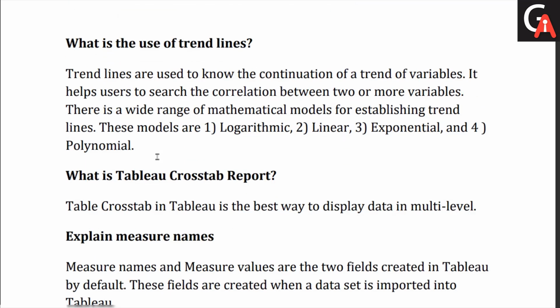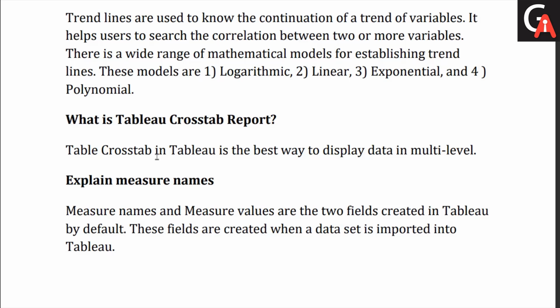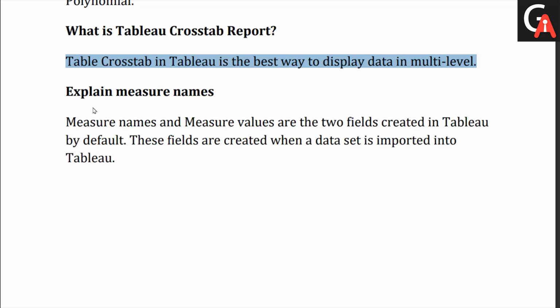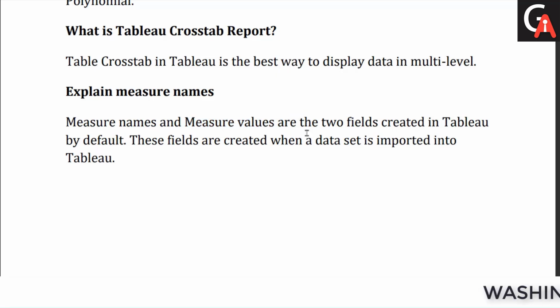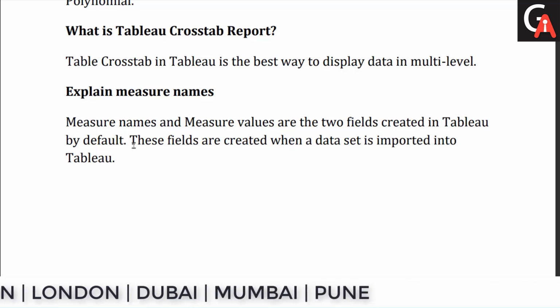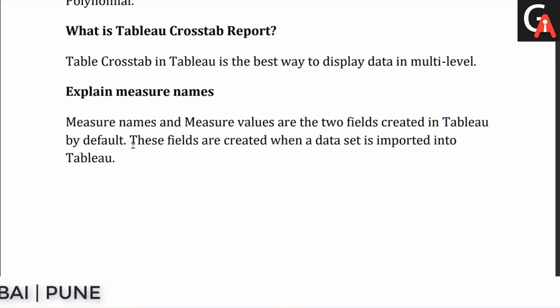Clear? Next question we have, what is a Tableau crosstab report? So a crosstab in Tableau is the best way to display the data in a multi-level granular format. Clear? Next question and the last question for the day, explain the measure names. Measure Names and Measure Values are the two fields created in Tableau by default. These fields are created when the data is imported into Tableau. So these are the names for the measure we have with respect to Tableau.